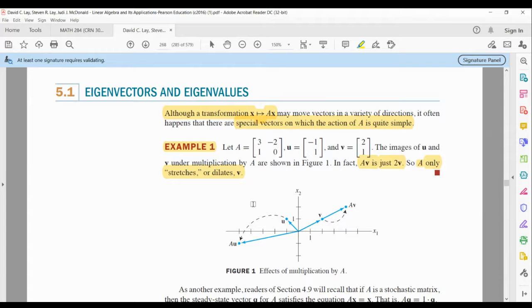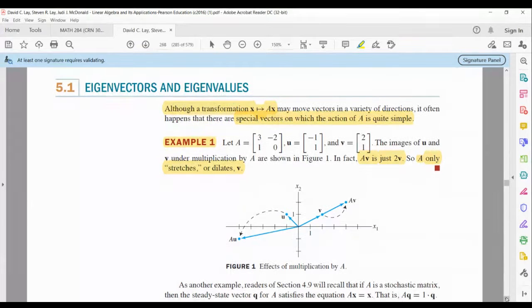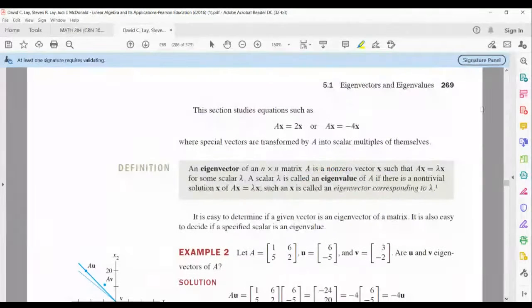In other words, the vector v is an eigenvector of A, and the value of 2 is an eigenvalue of the matrix A. So the effect of multiplying an eigenvector by a matrix A is just to stretch or dilate that eigenvector. This action is very important in mathematics. It's actually amazing how important it is.